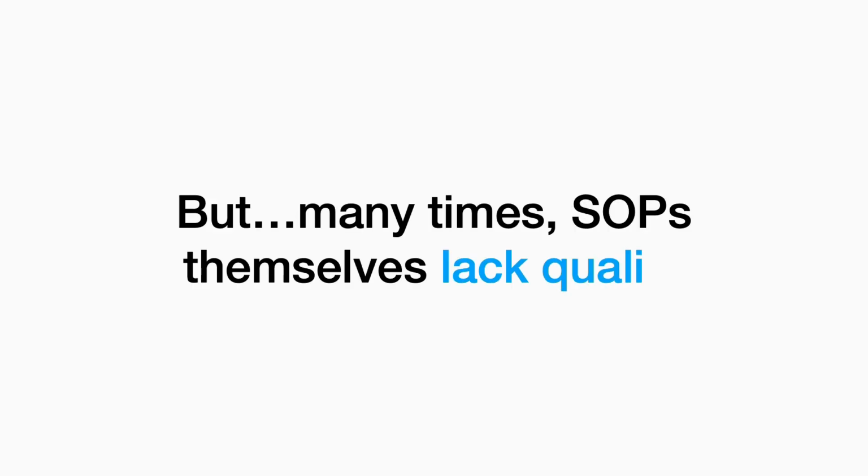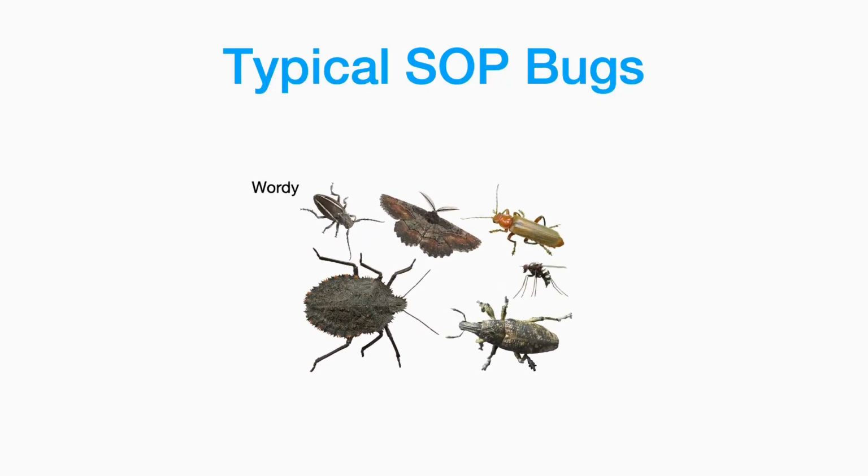But many times, SOPs themselves lack quality. Yes, the very document that is supposed to drive quality itself suffers from quality problems. So what kind of quality problems? Now here are some common SOP bugs. SOPs are often too wordy, too long, complicated and confusing.